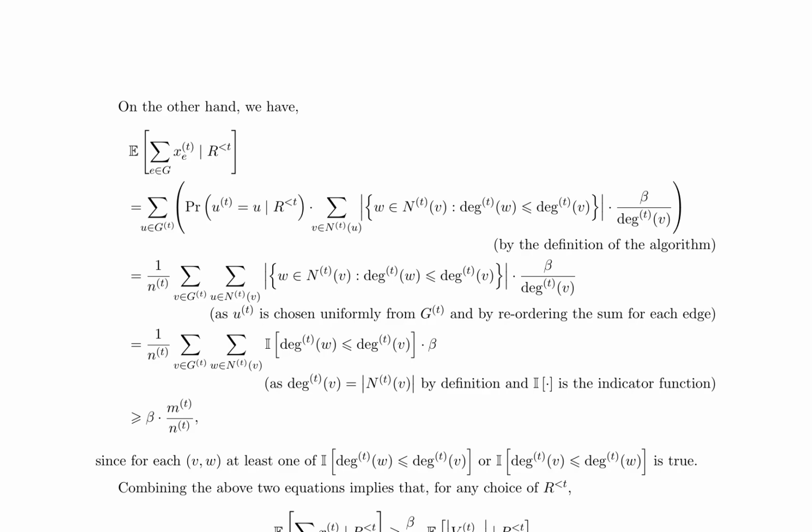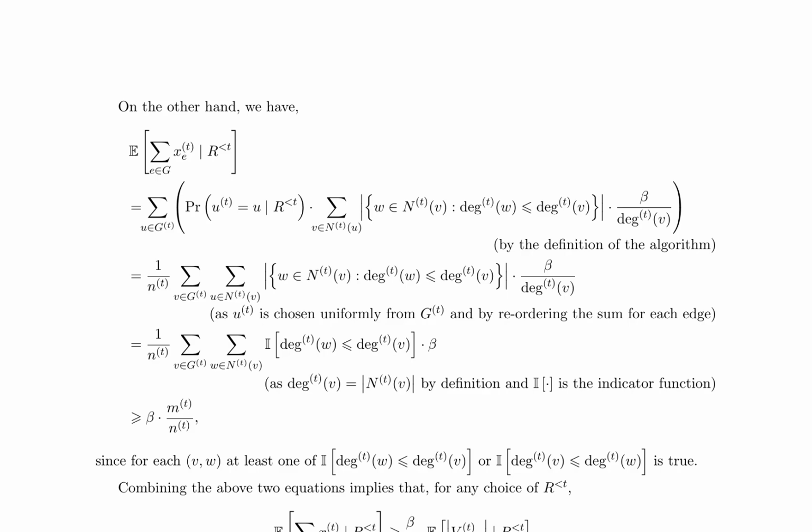Specifically, it is shown that for any choice of the random bits r less than t, the expected value of the solution x is at least beta times 2 times the expected value of V_t cover given r less than t. This result is obtained by combining two equations, one of which relates the expected value of the solution to the expected value of the number of vertices in the cover, and the other of which relates the expected value of the number of vertices in the cover to the expected value of the solution. The proof of this result relies on the definition of the algorithm and the properties of the indicator function.